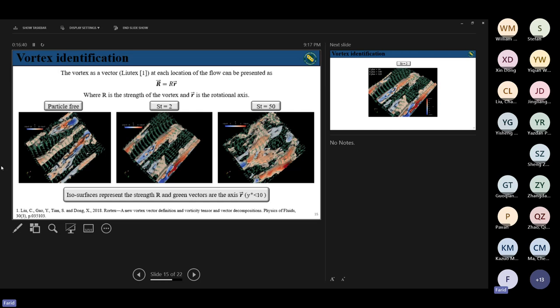I should mention that this is a plane parallel to the wall, and all of these are happening in y plus less than 10, as you can see in here. For a Stokes number of 50, we cannot recognize the clockwise and counterclockwise vortices or those coherent structures of the flow for this case. And we want to see what the reason is that for the Stokes number of 2, we have a more clear coherent structure of the turbulent flow in the near wall region. But when we increase the Stokes number, these structures vanish, and we cannot recognize those coherent structures anymore in the near wall region of the flow.